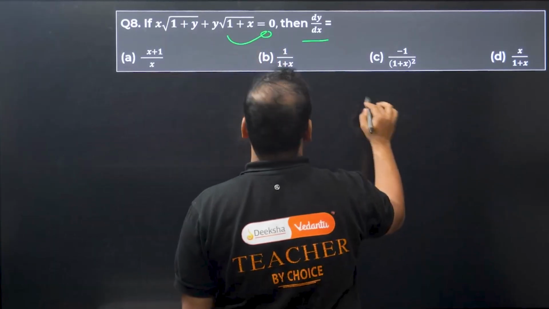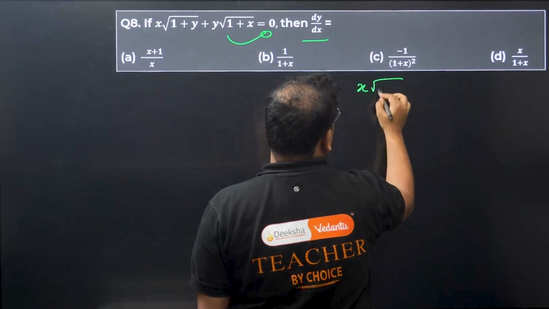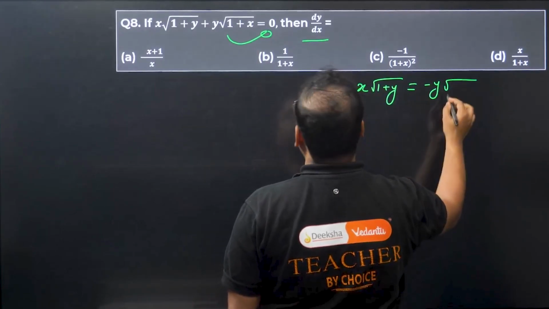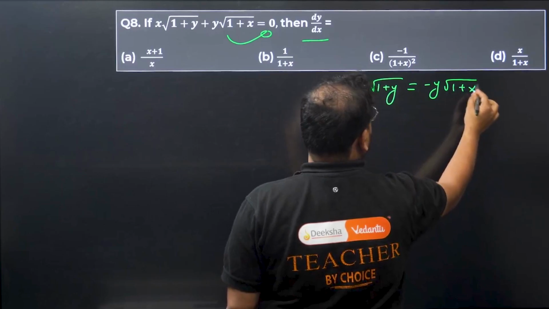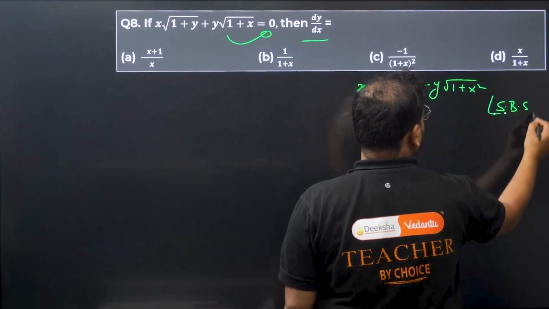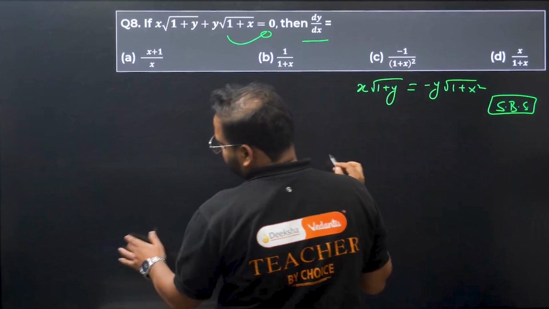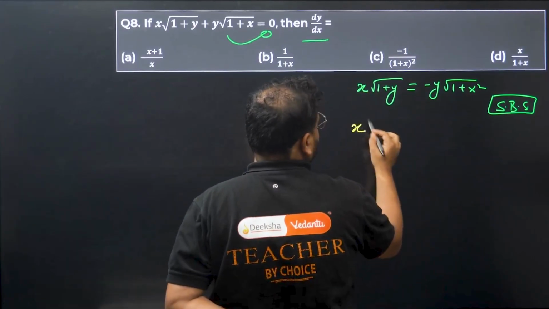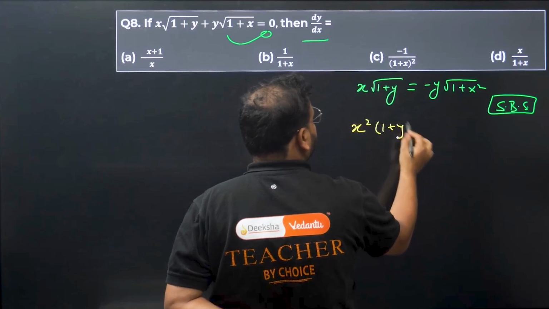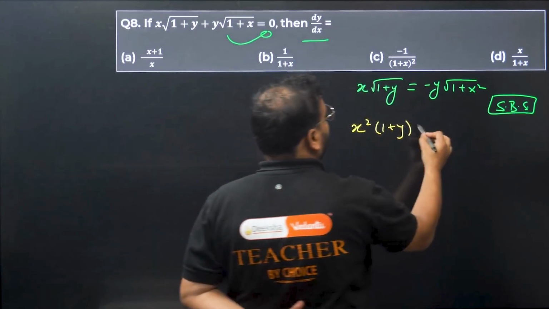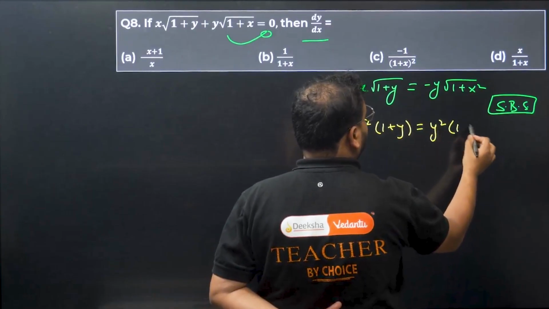What I get? So I get here x times of root of 1 plus y equal to minus y times of root of 1 plus x. Square on both sides. What I get? Have a look. So I'm getting over here x square times of 1 plus y, because root is gone now. There is no root. Over here y square times of 1 plus x.